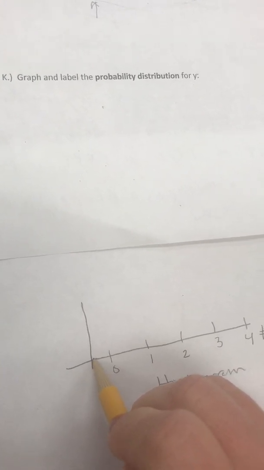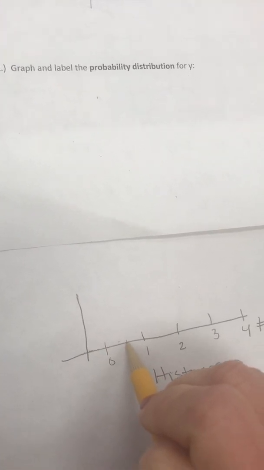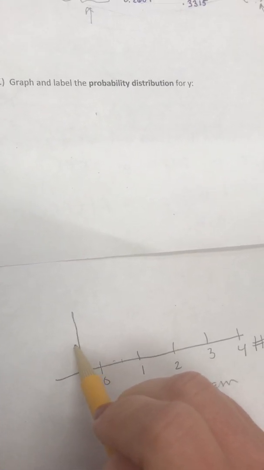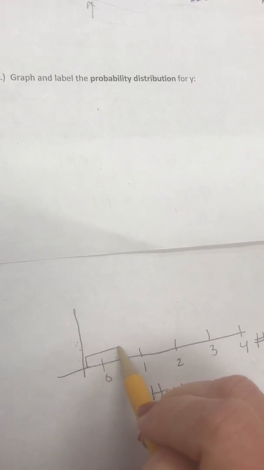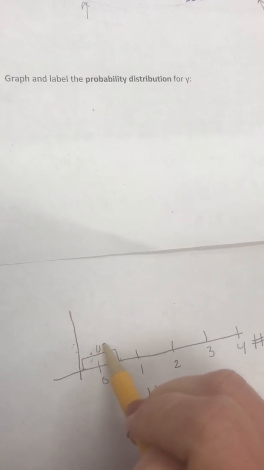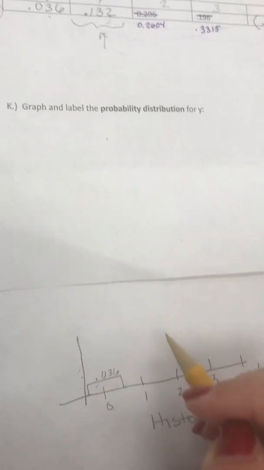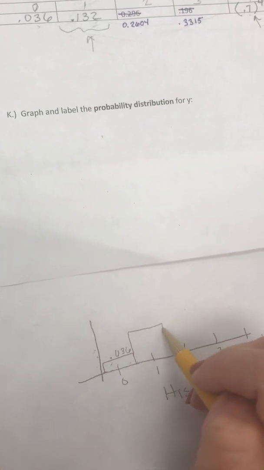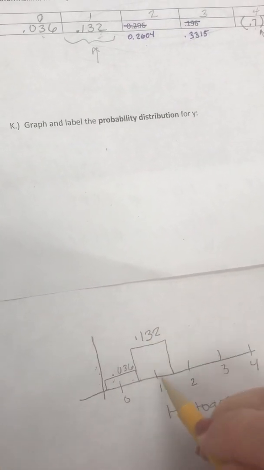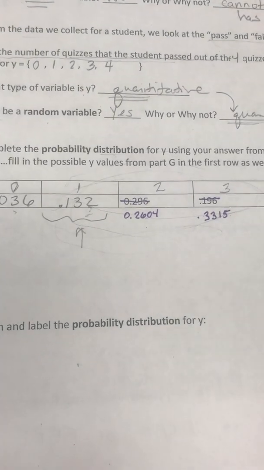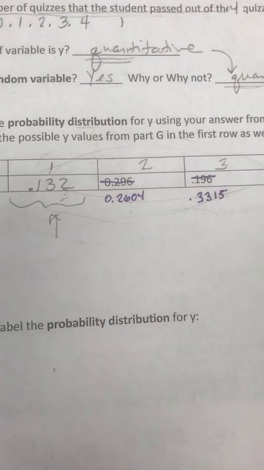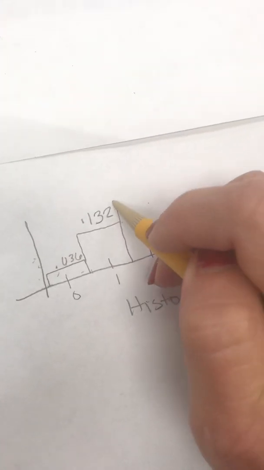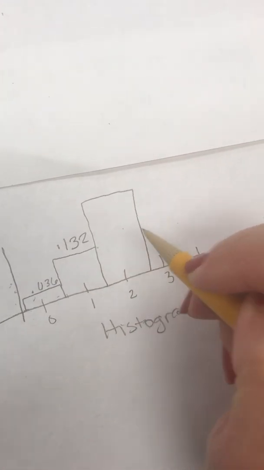So this is from negative 0.5 to 0.5, and the frequency is 0.036. Wow, that's really small. The next probability is 0.132, so a lot taller. The likelihood that I get exactly 2 quizzes passed out of 4 is 0.2604. So that's twice that.